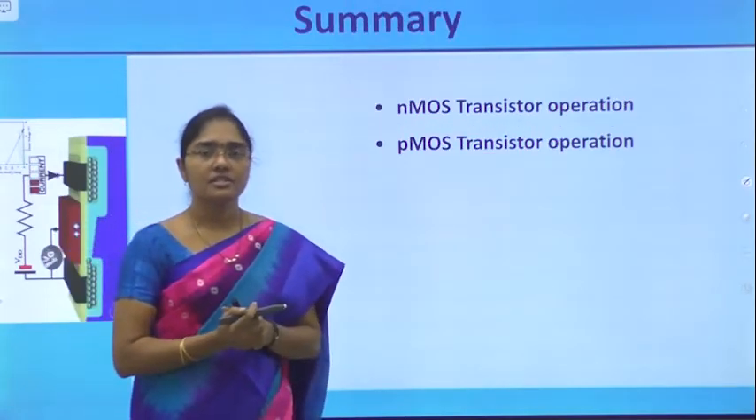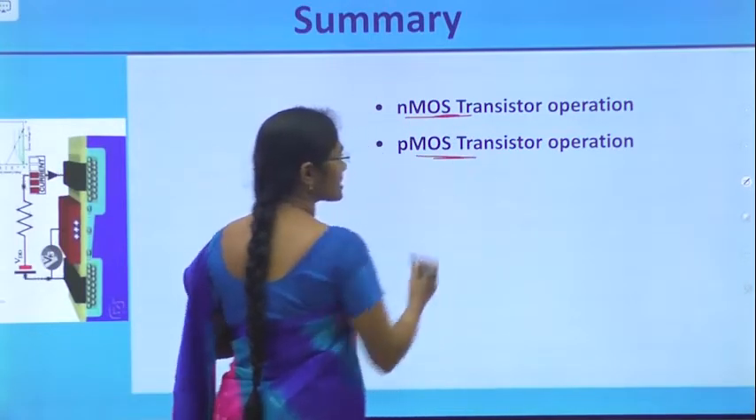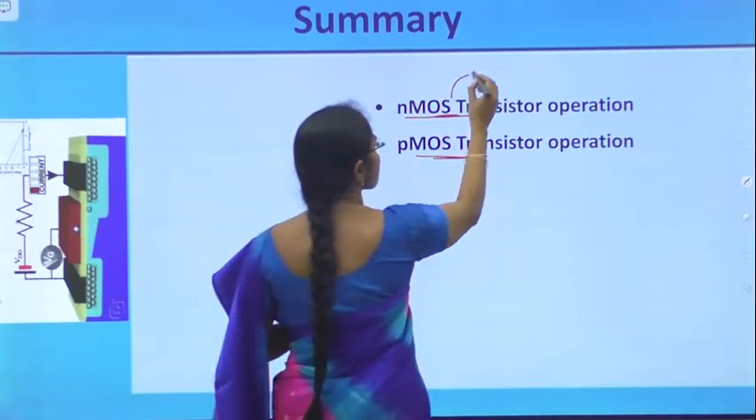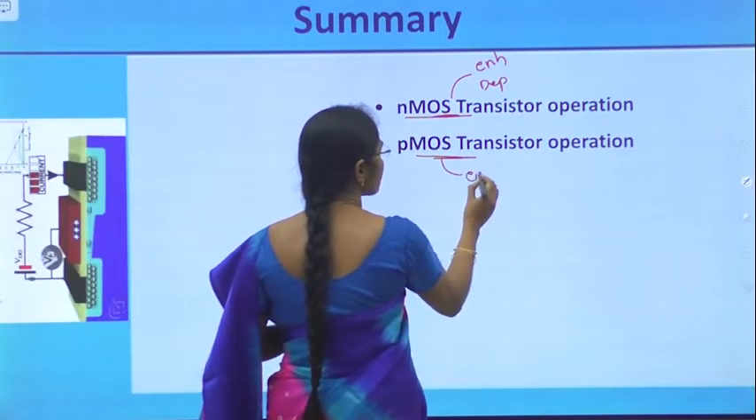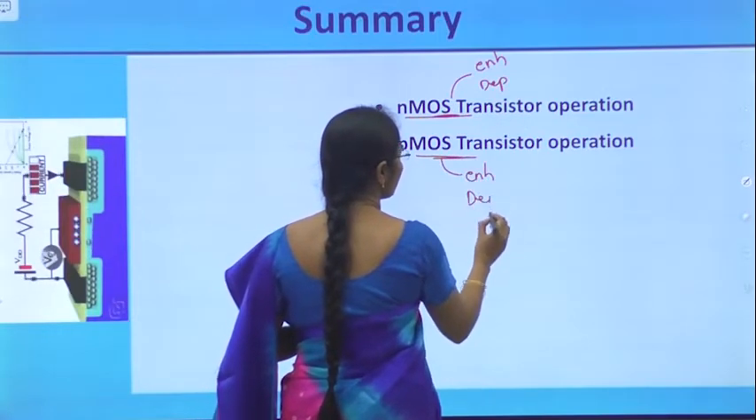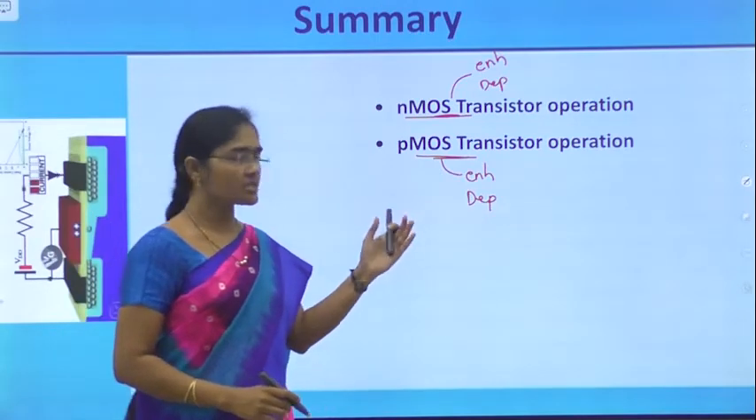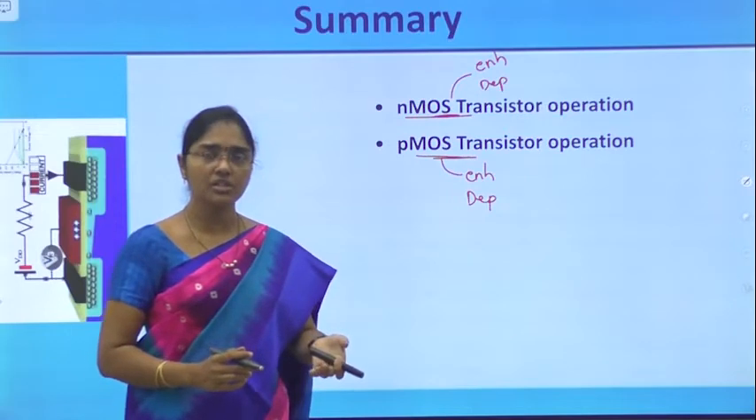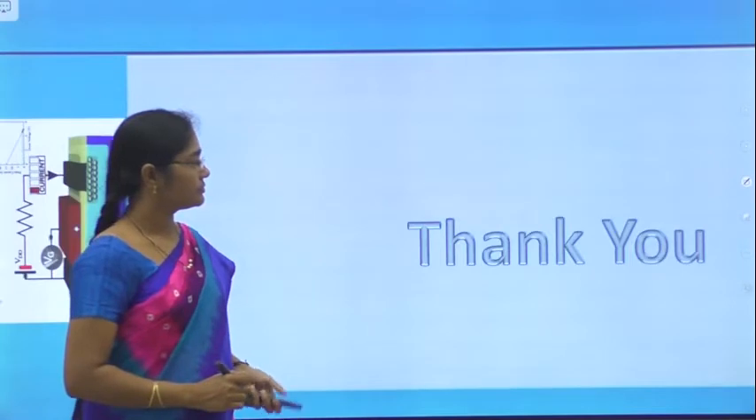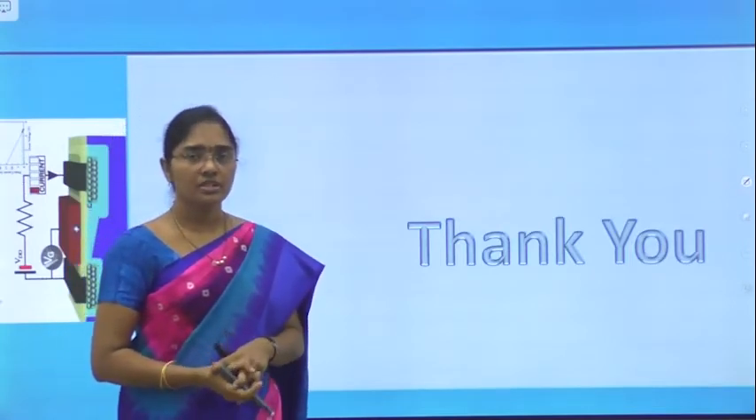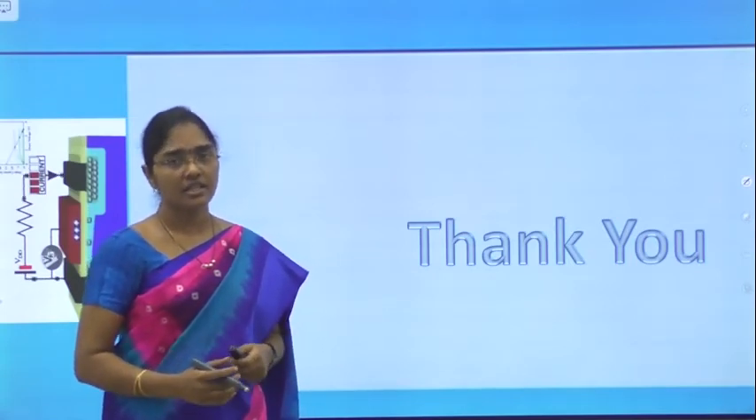The summary of this lecture is, what have we seen till now? We have seen nMOS transistor operation and pMOS transistor operation. In the nMOS transistor, we have seen the enhancement transistor and the depletion transistor. And in the pMOS also, we have seen the enhancement transistor and the depletion transistor. And we have seen the operation of these transistors construction wise, mathematical equation wise and graphical representation wise. I hope you understood the operation of MOS transistors. We will see the mathematical derivation of currents in the next class.